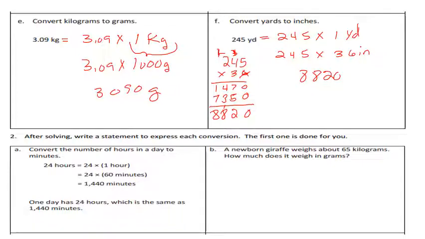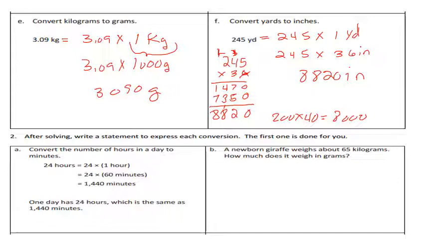But if I round this, I can see that 245 would be close to 200, and 36 would be close to 40. So 200 times 40 would be equal to 2 times 4 is 8 and 3 zeros. So we can see that this would be 8,820 inches.